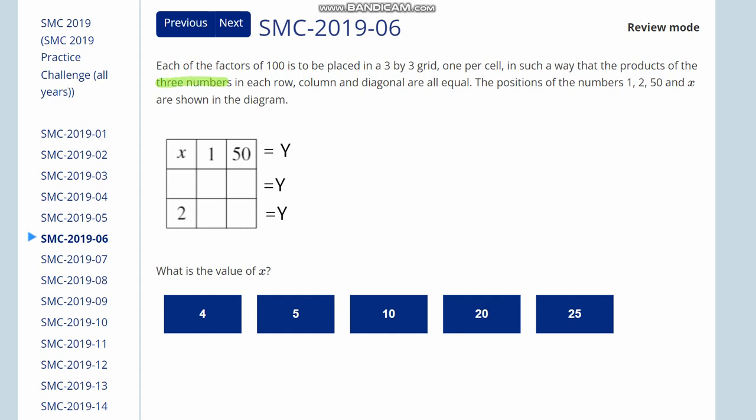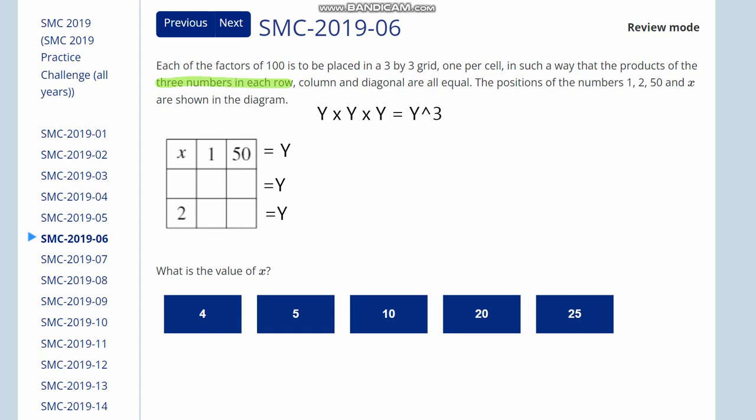From this piece of information, we're told that the products of the three numbers in each row are all equal. Also, the column and diagonal products are all equal. But therefore, the product of each row is equal to the same number, which we're going to call y.